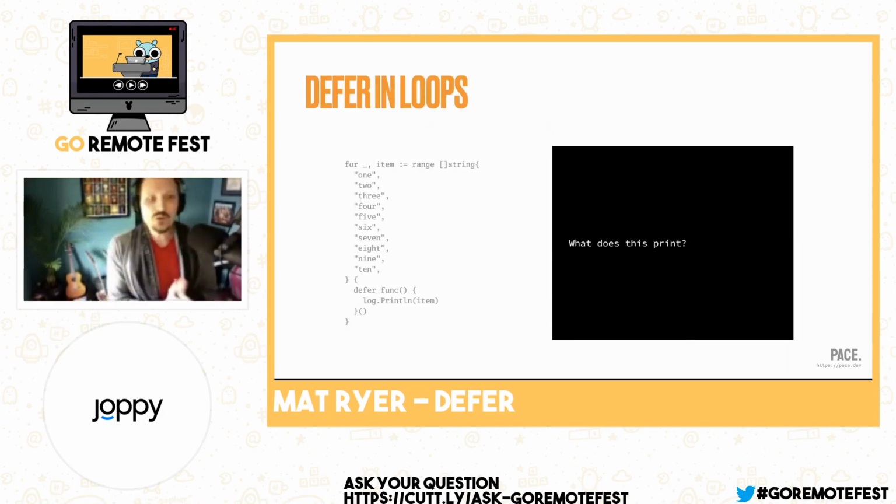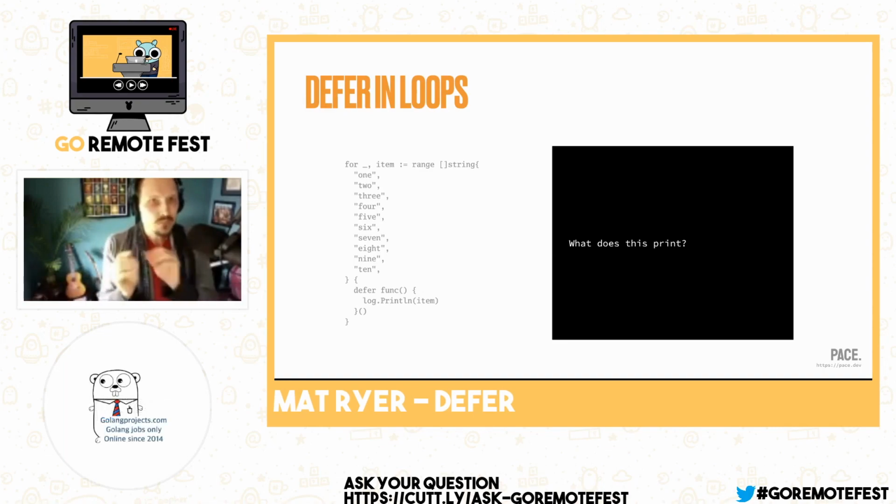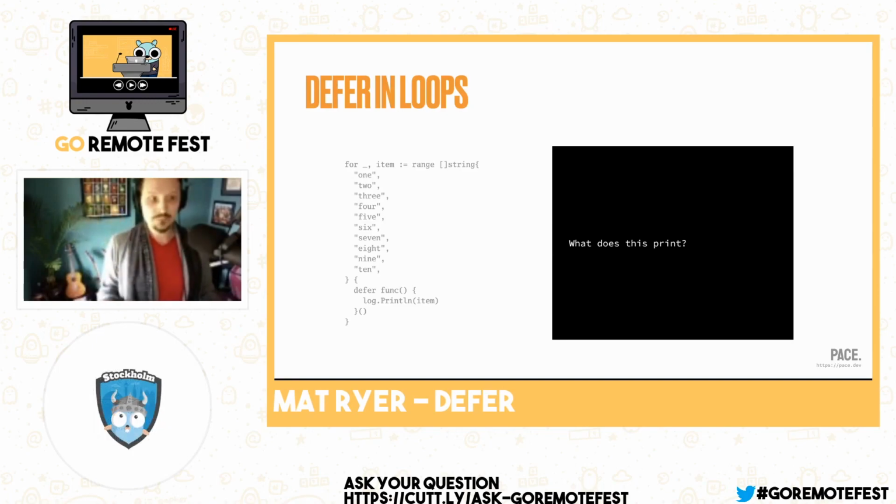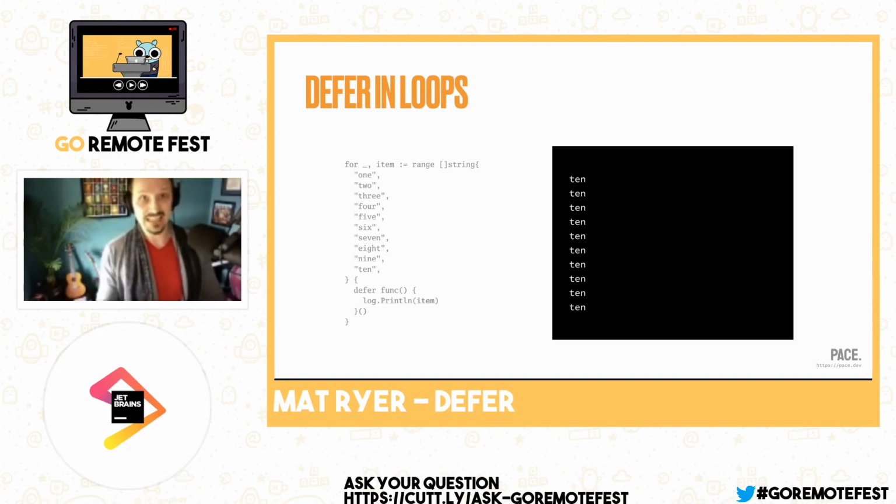Okay, so you can defer in loops, of course, because you can use defer anywhere, but there's some weirdness to watch out for. So what would this code print? Well, we remember that it's reverse order. So since we'd be iterating in order, I would expect this to print 10, 9, 8, 7, 6, 5, 4, 3, 2, 1. In fact, you get 10, 10, 10, 10, 10, 10, 10, 10, 10, 10, which is not what you expected, I think.